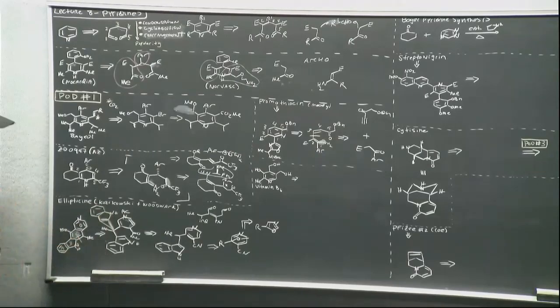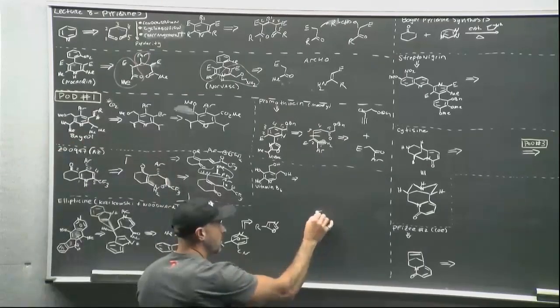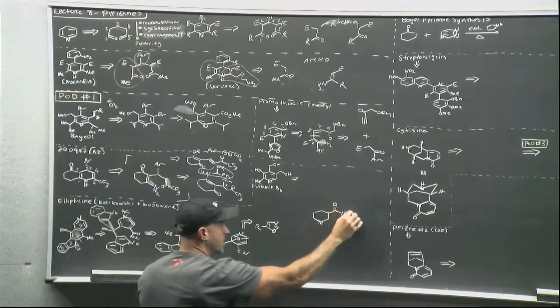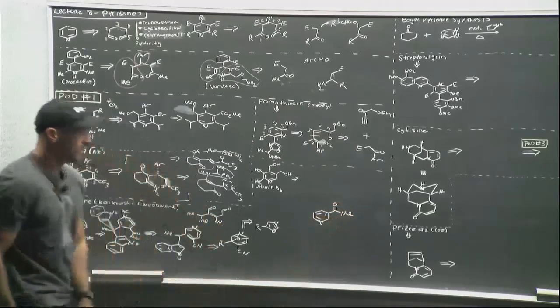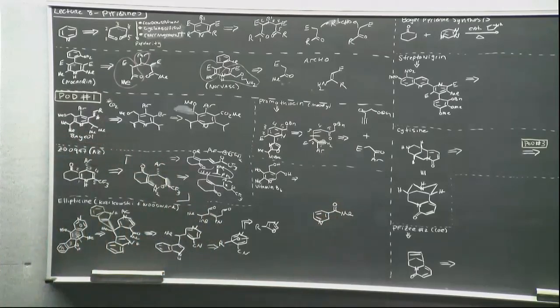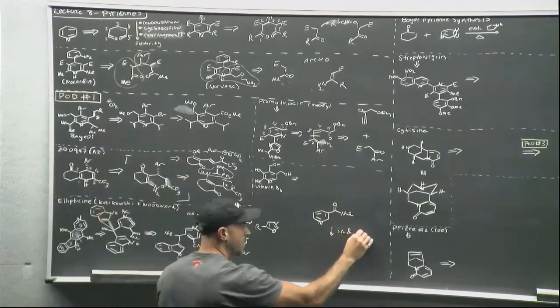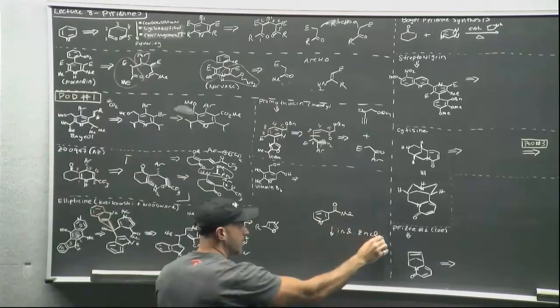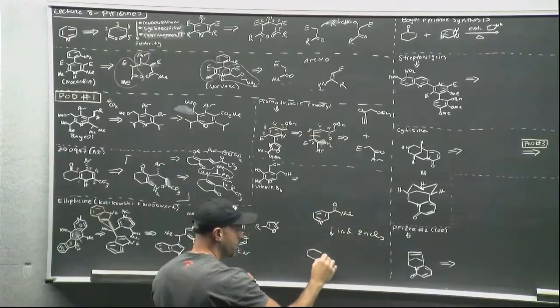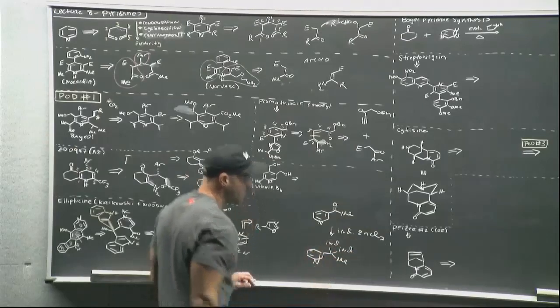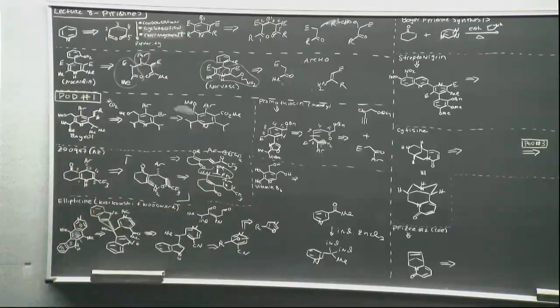Now, how do you make this? Let's talk about that for a minute. That one starts from a simple pyridine. So we take a simple pyridine, we take this compound and we couple it with indole and zinc chloride. We then treat this with zinc and acetic anhydride, and that gives that.